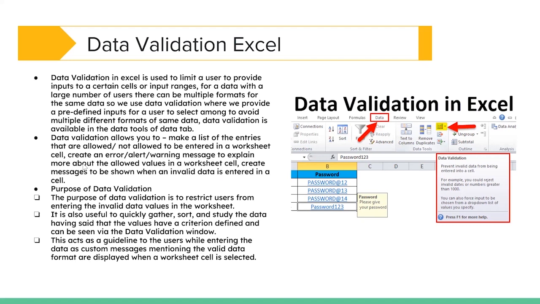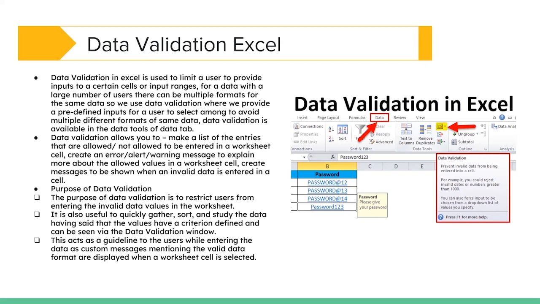Okay, now see what the purpose is. The purpose of data validation is to restrict users from entering invalid data values in the worksheet. It is also helpful to quickly gather, sort, and study the data, as the values have a defined criteria that can be seen via the data validation tool. Okay, we can see what criteria are already defined. This acts as a guideline to the users while entering the data, as custom messages mentioning the valid data format are displayed when a worksheet cell is selected.